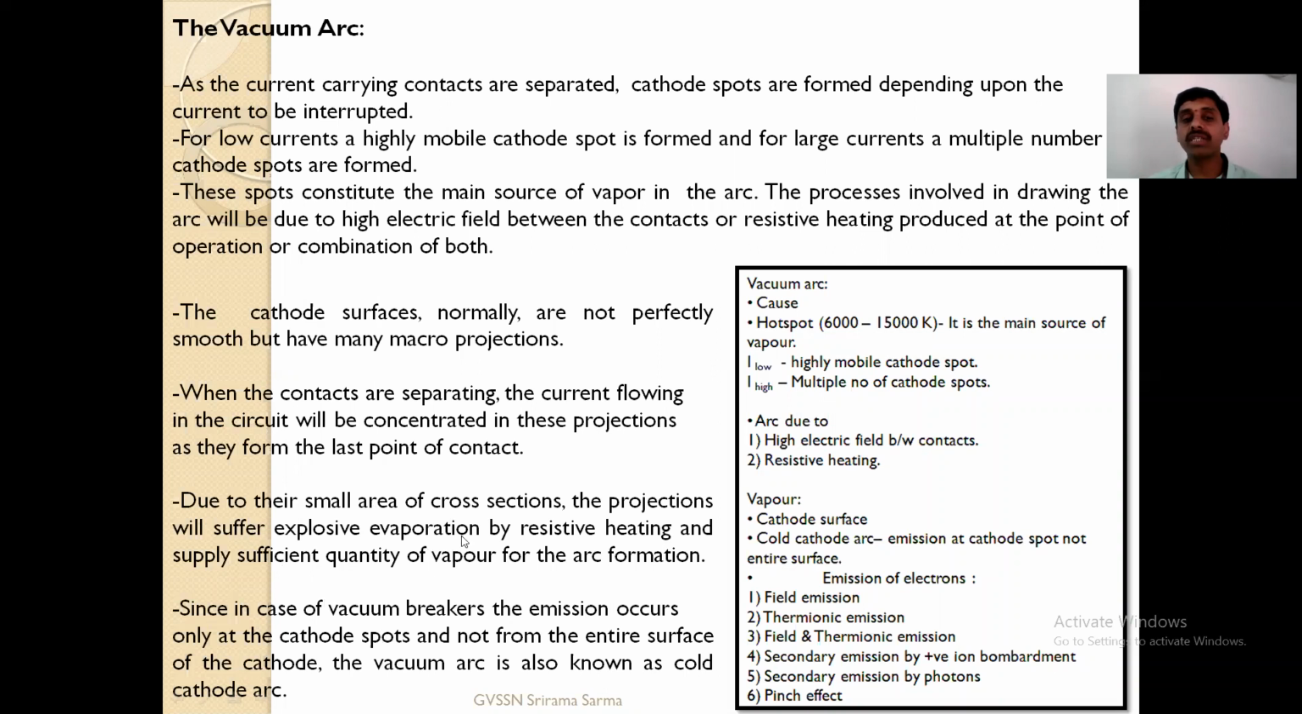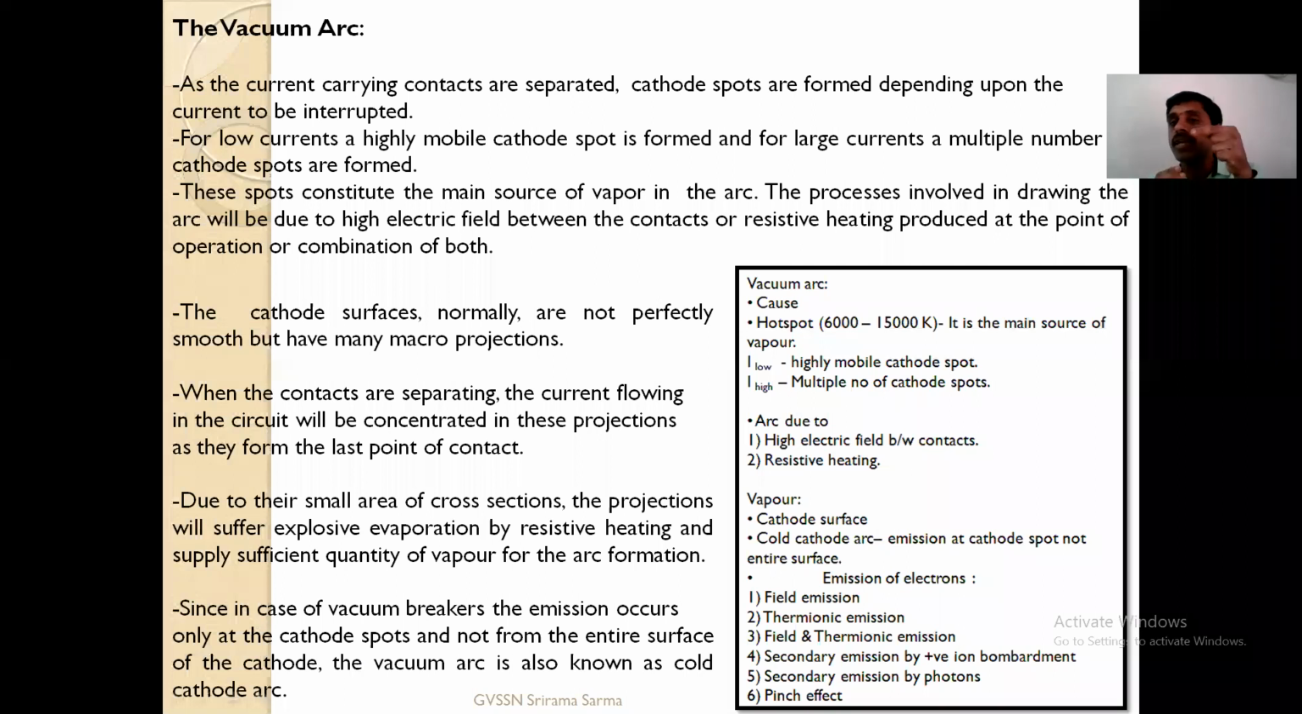Those projections, as I said, when the contacts are separating, at this point of contact there are micro projections that suffer excessive evaporation by resistive heating and supply a sufficient quantity of vapor. That is the way the vapor is produced in vacuum circuit breakers. In vacuum breakers, emission occurs only at the cathode spot, not from the entire surface of the cathode.